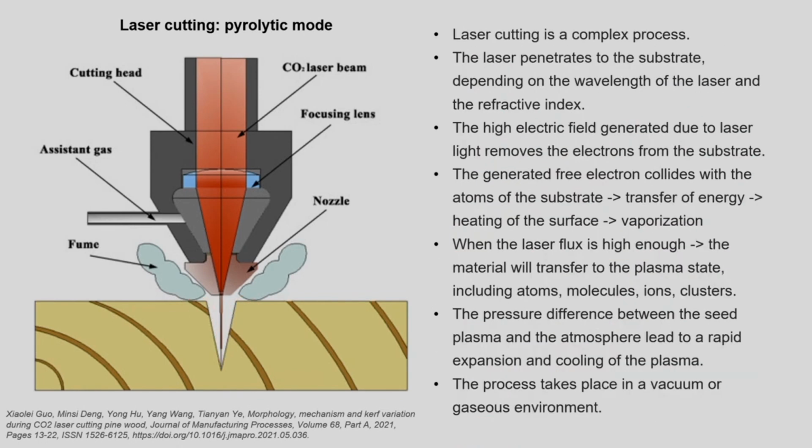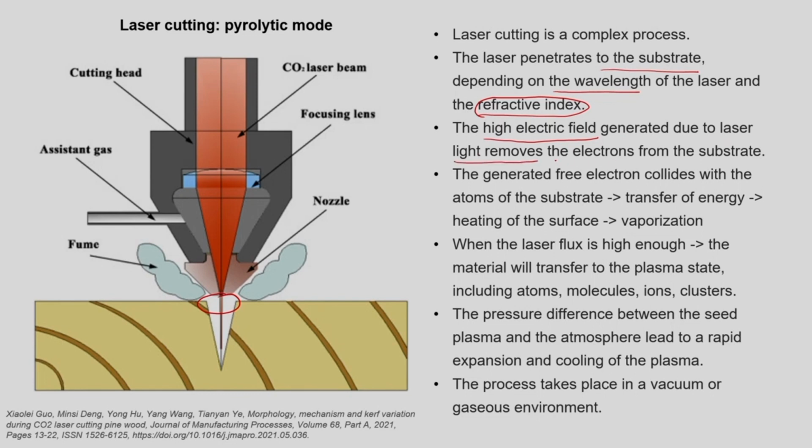Now, let us understand how the laser interacts with the substrate material. We have seen in our previous slide that in the pyrolytic process the laser beam removes the substrate material, but this operation is quite complex. The laser penetration into the substrate is majorly dependent upon the wavelength of the laser and the refractive index.